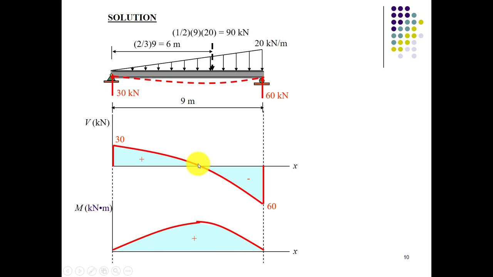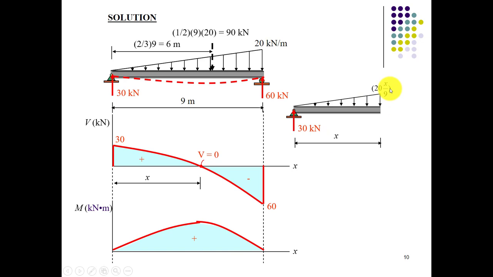You will take the section over the point where V equals zero, shear equals zero. There is an unknown distance x at which V equals zero. So you will take the section at x. You will have an intensity of the UVL from a similar triangle: x divided by 9 equals 20 divided by intensity. So you will calculate the intensity equals 20 times x by 9. So it's as simple.